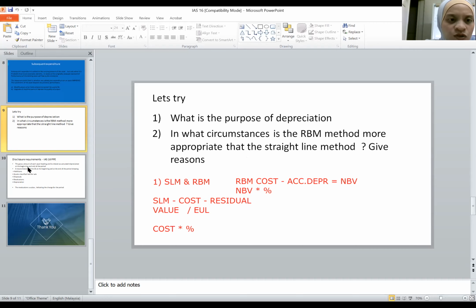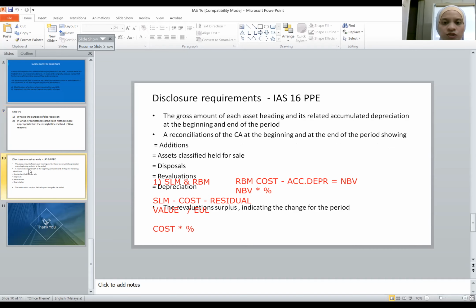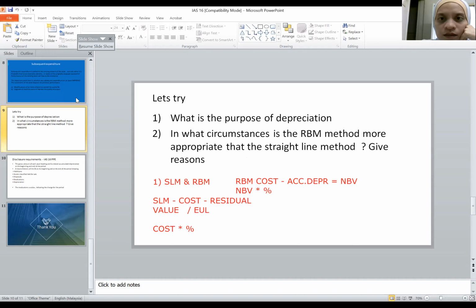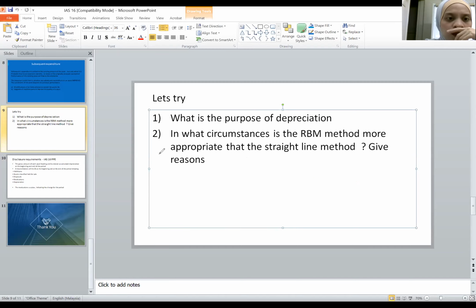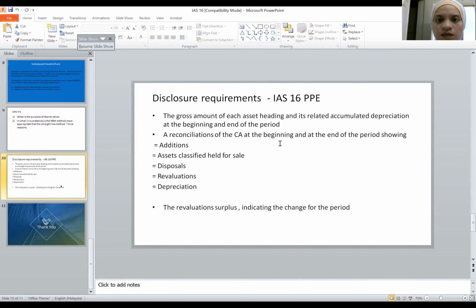Alright. Okay, so the last one is your disclosure requirements. Okay, what to disclose in your financial statement. Yang ini you kena ingat. Okay, exam dia boleh come up this area. Okay, right. So that's all for IAS 16.